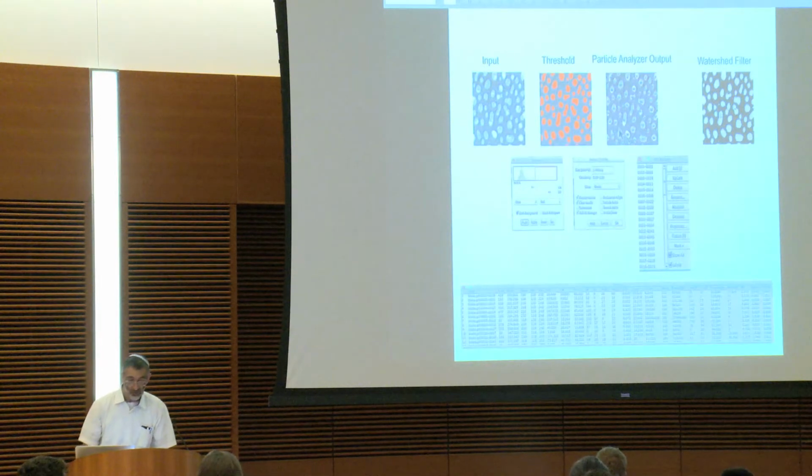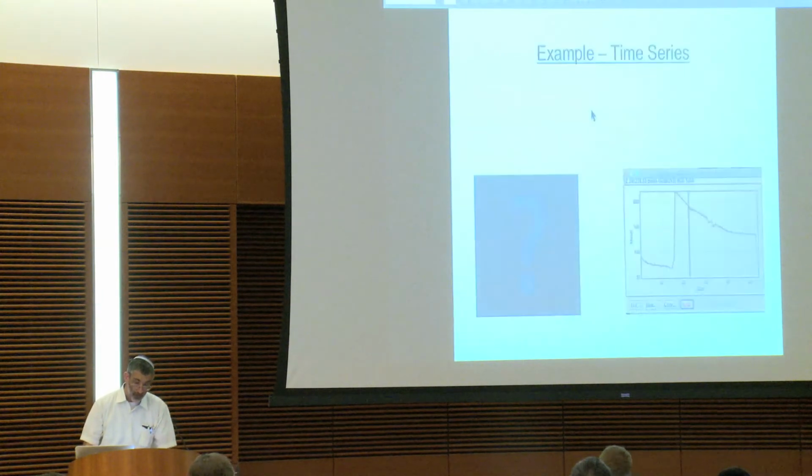And for example, most of the blobs are fairly round, but some of them are really overlapping. And then I show a watershed filter can divide them. There are a few filters like that. That's also a morphological filter. And another example is a time series.